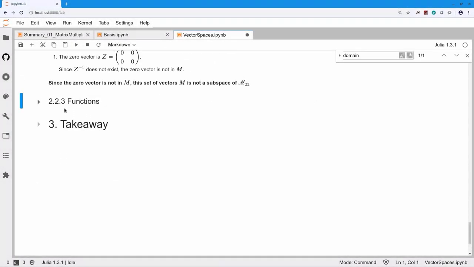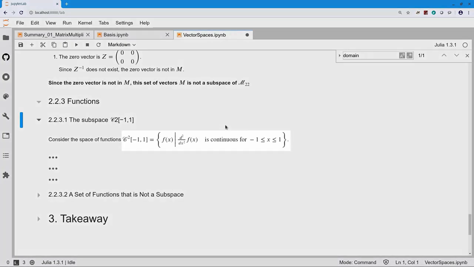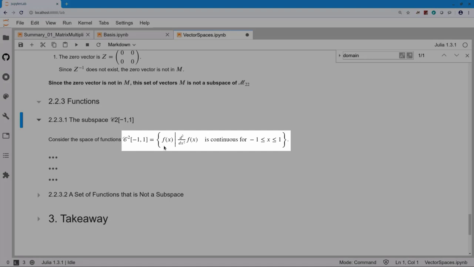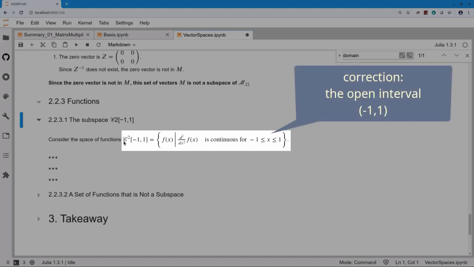So for our next examples, let's look at sets of functions. First, we'll look at the following. The set of functions that have a second derivative that is continuous on the interval minus 1, 1. The notation here is C for continuous, 2 for the number of derivatives that have to be continuous, and the closed interval minus 1, 1 for the domain of our functions.